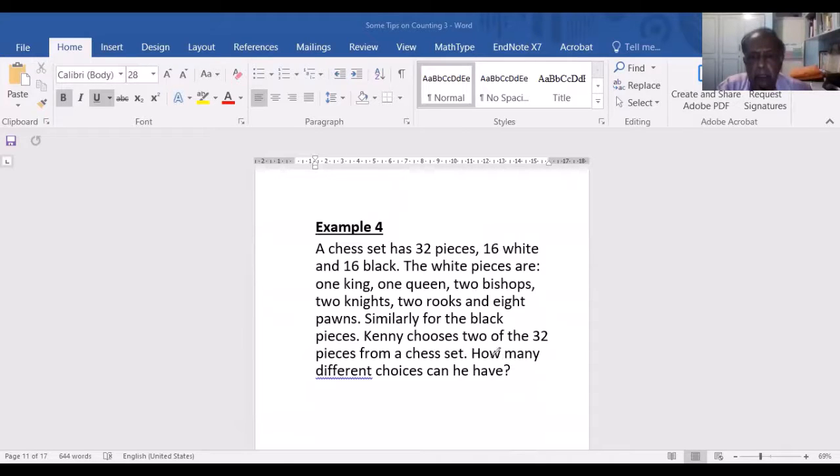Let's just write this thing down. Okay, let's read the first question first. So you've got 16 white and 16 black pieces, and the white pieces, they explain it is going to be 1 king, 1 queen, 2 bishops, 2 knights, 2 rooks, and 8 pawns. And same similarly for the black pieces. Now Kenny chooses 2 of the 32 pieces from a chess set. How many different choices can he have? So he chooses 2 pieces at random, right? And how many different choices does he have?